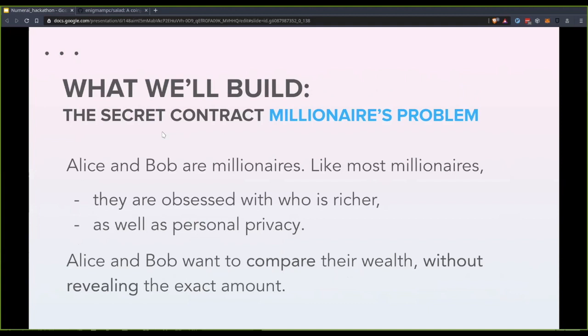What we'll build: the examples I'm going to walk you through right now are based on the Millionaire's problem. The Millionaire's problem is just a standard use case that's often used in cryptography to illustrate concepts. It essentially uses the premise that two millionaires, Alice and Bob in this case, are trying to compare their net worth without revealing the specifics of their net worth. They're just trying to find out who is richer. We use that just as an example program to show how Enigma works.